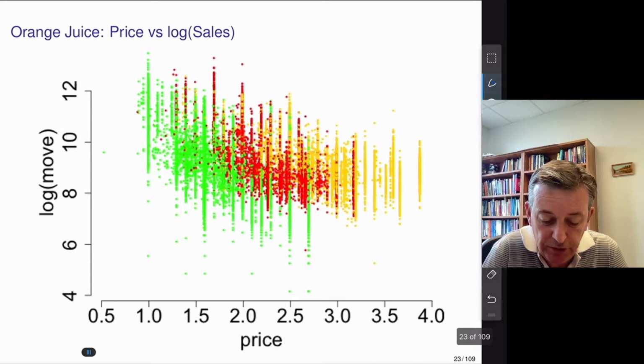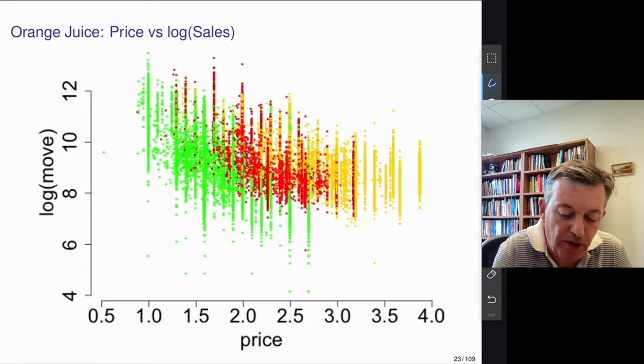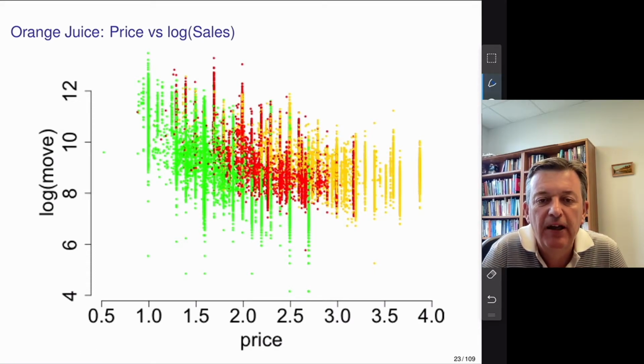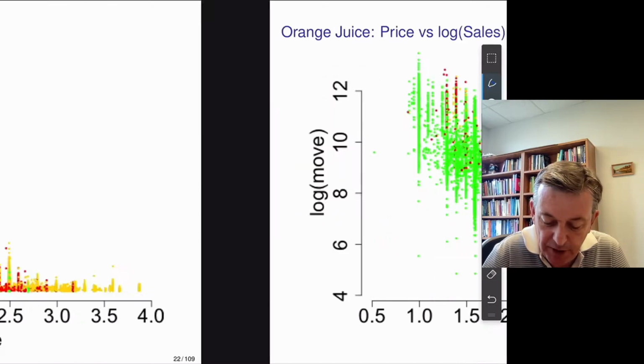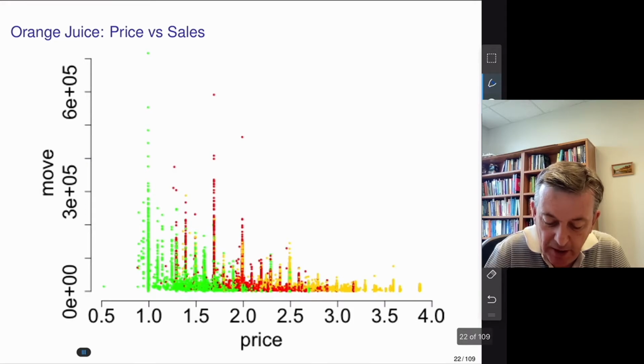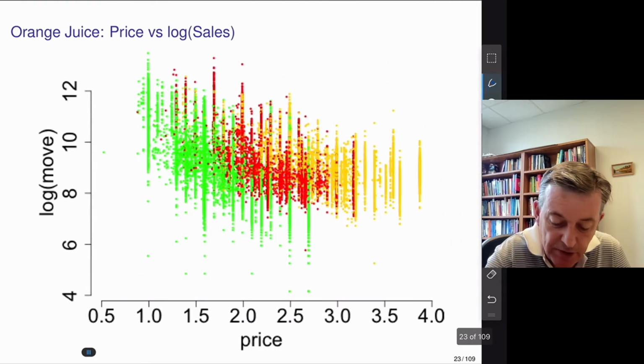So let me take logs. The move variable is essentially measuring sales. I've taken logs and it's crushed the scale of the x-axis. So here I've gone to a set of curves that looks like this. Still not a straight line. I've just done log sales on price.